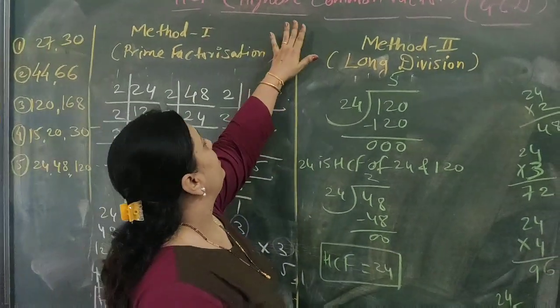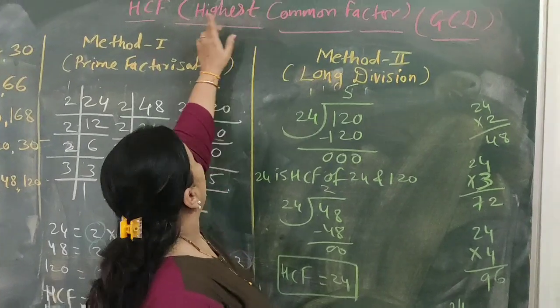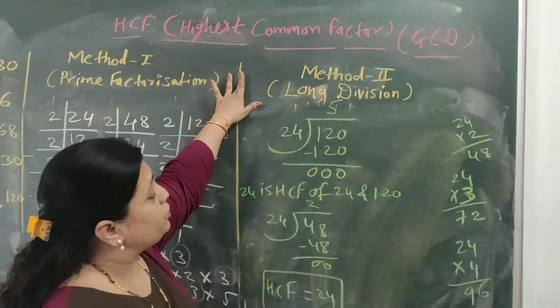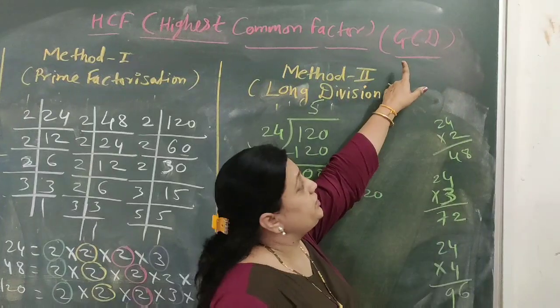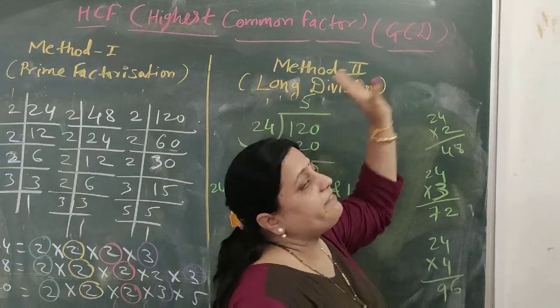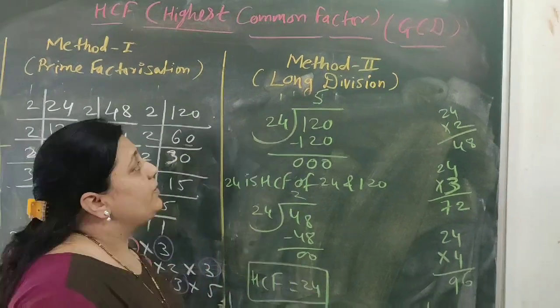One thing I forgot to revise is that SCF, highest common factor I told you, is also known by GCD. GCD means greatest common divisor. That is also one name of SCF.